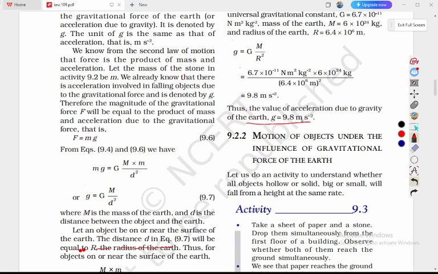Motion of objects under the influence of gravitational force.